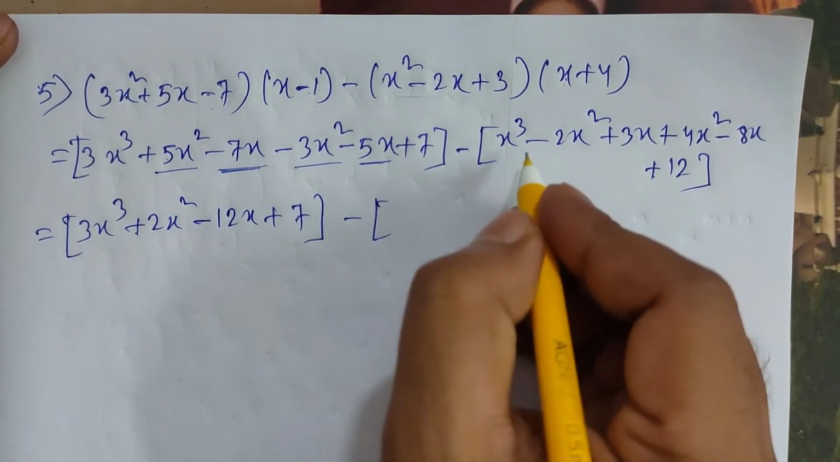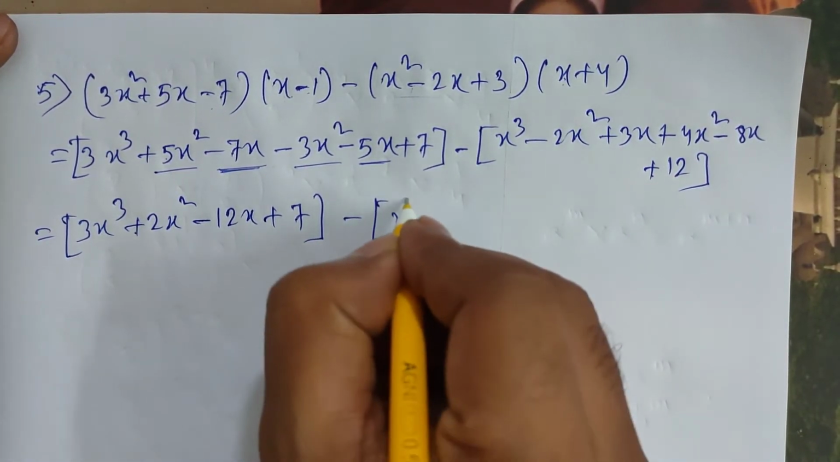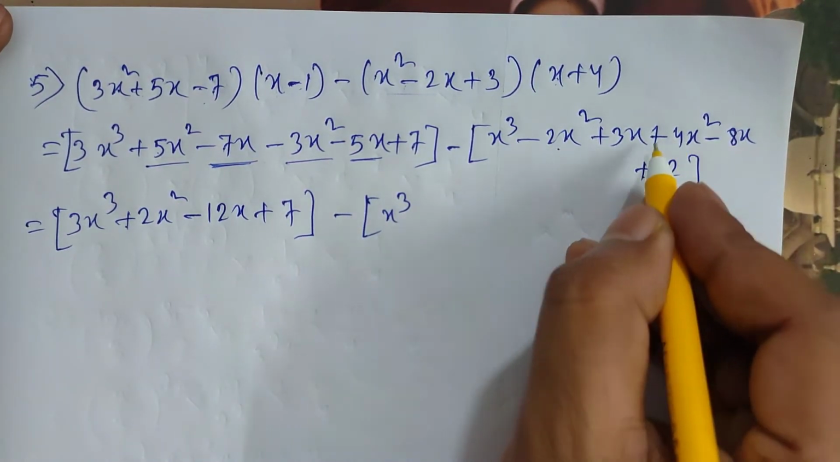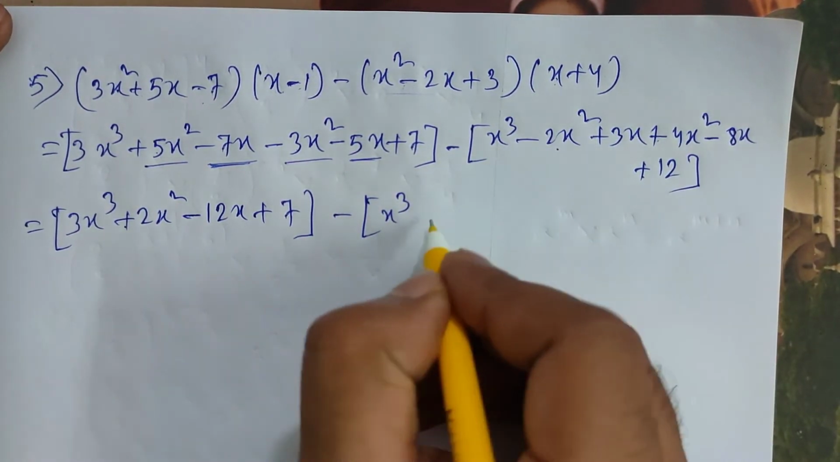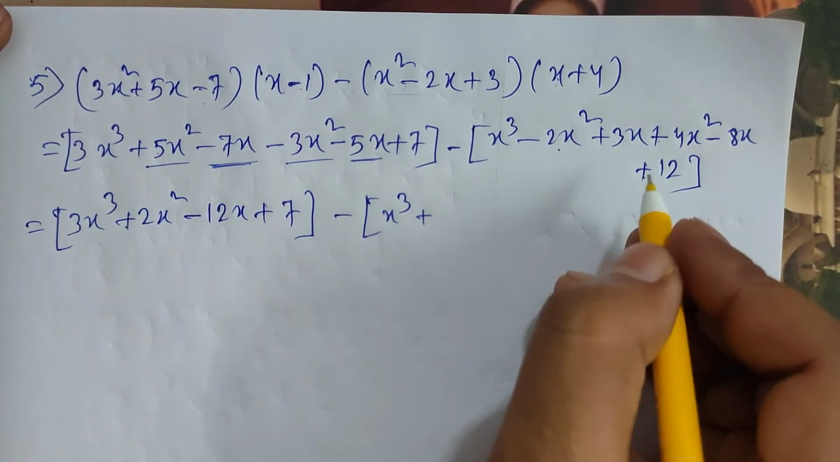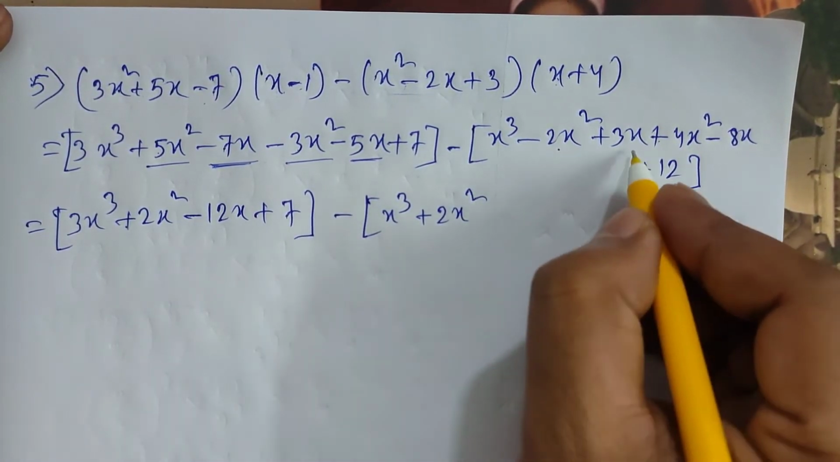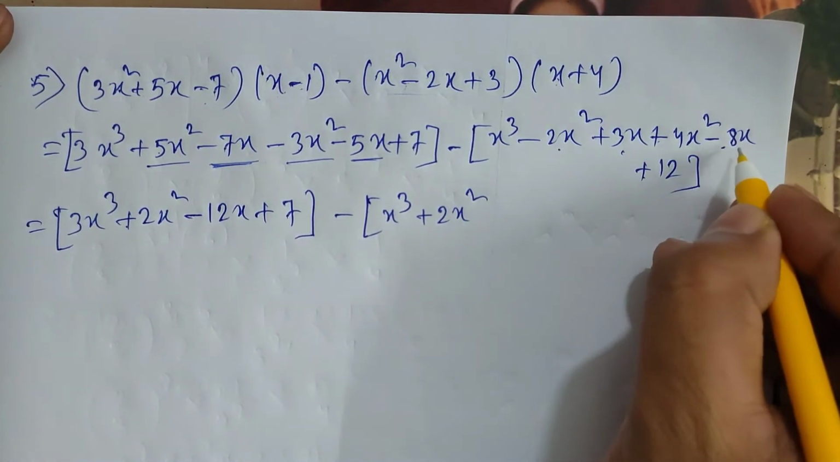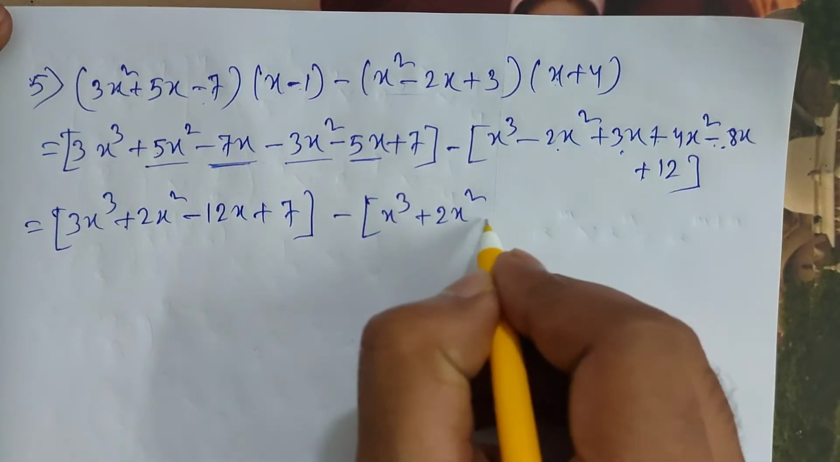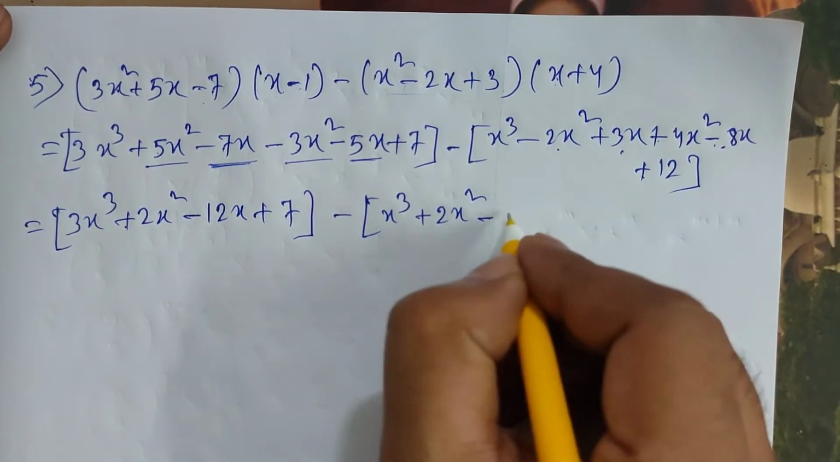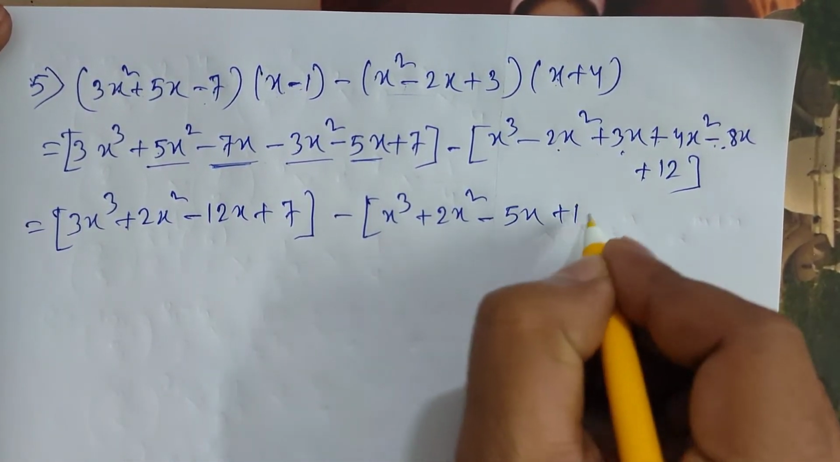Minus x cube is only one term, x cube, then here is x square and here is also x square, this one is positive, this one is negative, greater number symbol, and we need to subtract, 4 minus 2, that means 2x square. Here is x and here is also x, minus and here is a positive part, so it will be minus, greater number symbol minus, and 8 minus 3, that means 5x and plus 12.